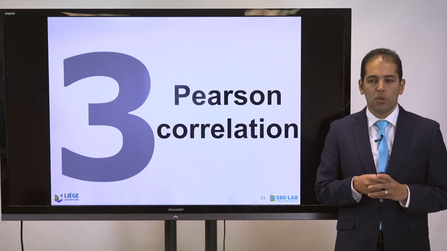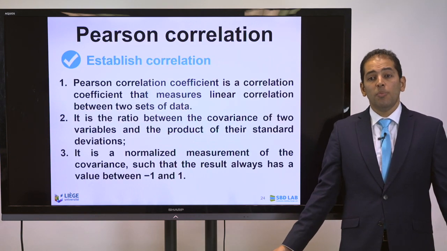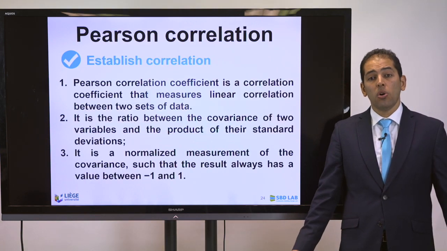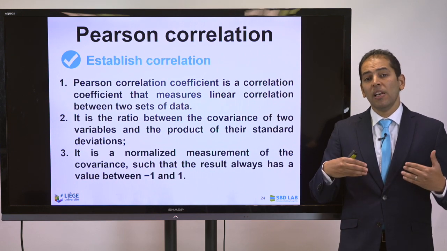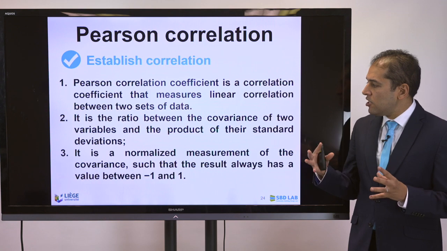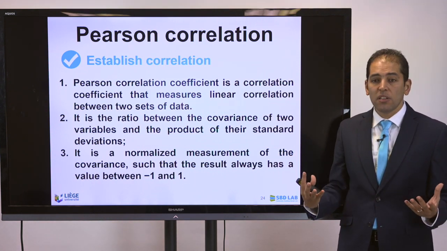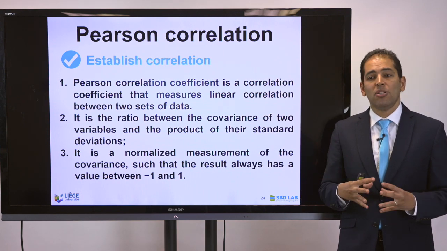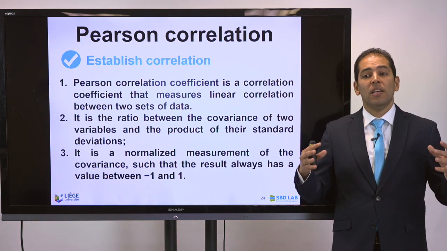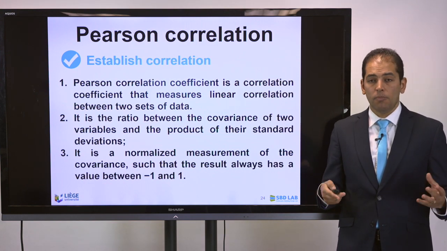Let's start with the first one, the Pearson correlation. What is the Pearson correlation? Well, the Pearson correlation coefficient is a correlation coefficient that measures linear correlation between two sets of data. It is the ratio between the covariance of two variables and the product of their standard deviations. It is a normalized measurement of the covariance such that the result always has a value between -1 and +1.